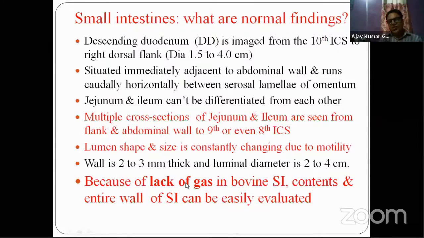However, because of the lack of gas in case of bovine small intestine, the contents and entire wall of small intestine can be easily evaluated. So for other hollow organs except abomasum, we have seen that we can see only the near wall of the organ, that is that of omasum, reticulum and rumen. But in case of the small intestines, because of the lack of gas, the ultrasound penetrates deeper through the intestinal contents, and we can examine the entire wall as well as lumen of the small intestines.